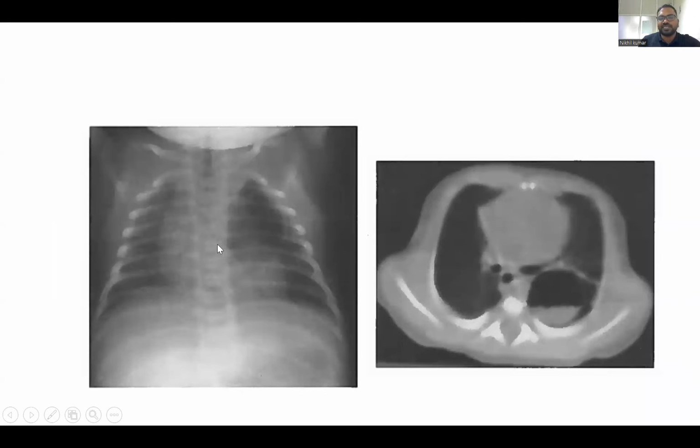So this is the X-ray picture showing the bronchogenic cyst. Here we can see in the left lung, the well-defined margin of the cyst. And in the CT also we can see here that well-defined margin of the cyst.